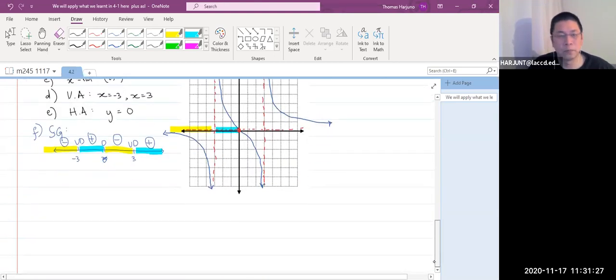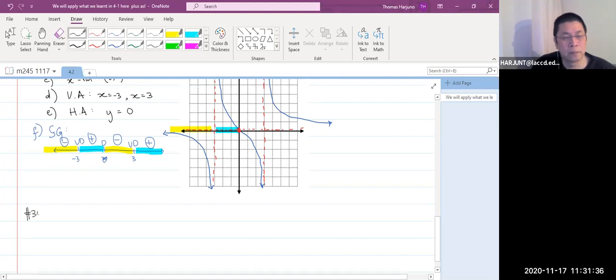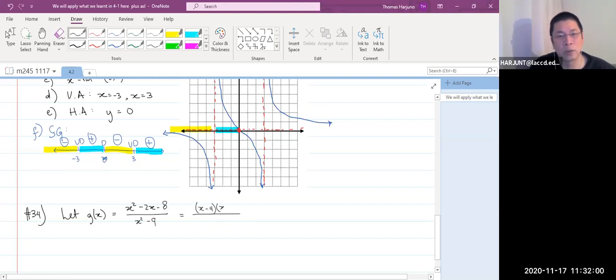Let's do more. That's number 26. Let's see number 34. Number 34, let g(x) equal x squared minus 2x minus 8 over x squared minus 9. Always factor first. Always factor first. x minus 4, x plus 2 on the top, x plus 3, x minus 3. Nothing cancels, so no holes.